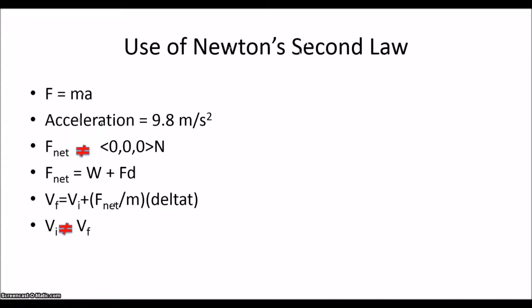In this lab, we are able to use Newton's second law. Force equals mass times acceleration, and in this case, the acceleration is due to the Earth's gravitational pull and is equal to 9.8 meters per second squared. The net force is not equal to 0 because the object is accelerating, and when drag is taken into account, the net force is equal to the object's weight plus the drag force. Once again, the final velocity is not equal to the initial velocity because the object is accelerating.